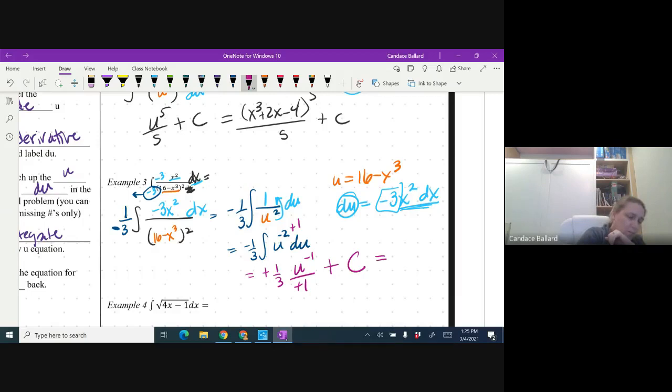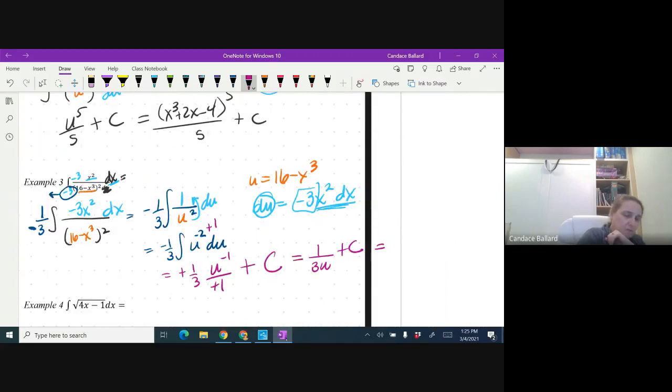All right, double negative goes positive. I am going to go ahead and bring that u down before I substitute back in. I'm just going to leave it as 1/3u plus c. And then we're going to substitute the u back in. So 1/3 times 16 minus x cubed plus c. I'll give you a few seconds there.